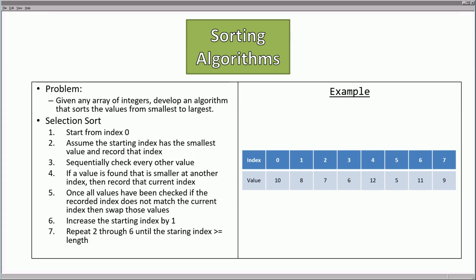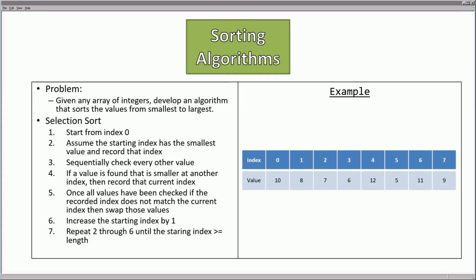One type of algorithm that we can use to sort values is called selection sort. The main idea is, starting from the first index, you're looking for the first smallest value. Once you find that, you make sure that that smallest value is placed in the first index. Then you move on to the next index, finding the next smallest value. Then the next, until you're done.